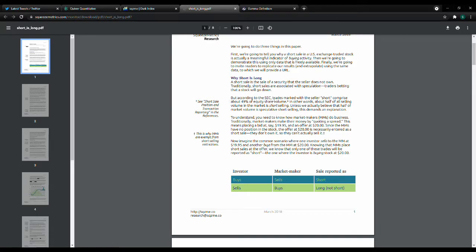So, according to the SEC, trades marked with the seller short comprise about 49% of equity share volume. In other words, about half of all selling volume in the market is short selling. So unless we actually believe that half of the market volume is speculative short selling, this demands an explanation. It's a very simple explanation.